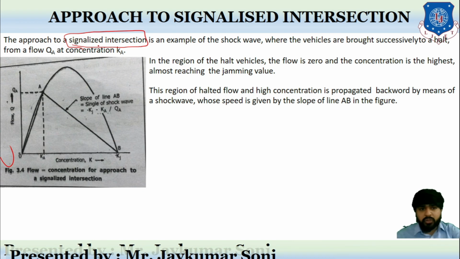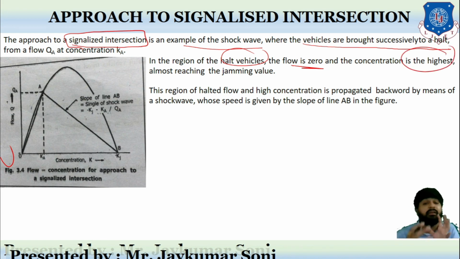The approach to the signalized intersection is an example of a shock wave where the vehicles are brought successively to a halt, from flow qA to concentration qB. So in the region of halted vehicles, the flow is zero because the vehicles are stopped. And the concentration is the highest, because the density will be highest when the vehicles are stopped, and that will almost reach the jam value.